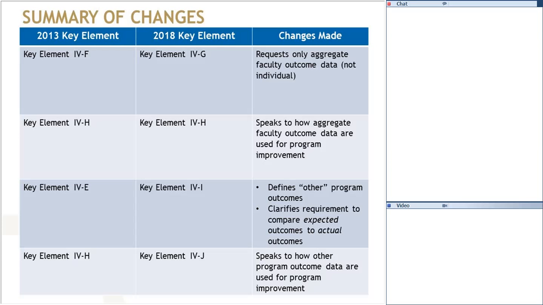4J used to be 4H, and this is an opportunity for schools to take the information that was presented in 4I and describe how they're using that data, how their expected outcomes when compared to actual outcomes, how they're actually using that data to foster program improvement.